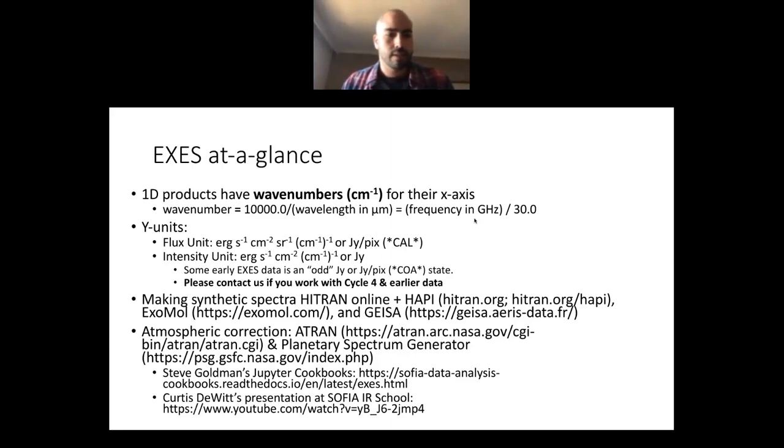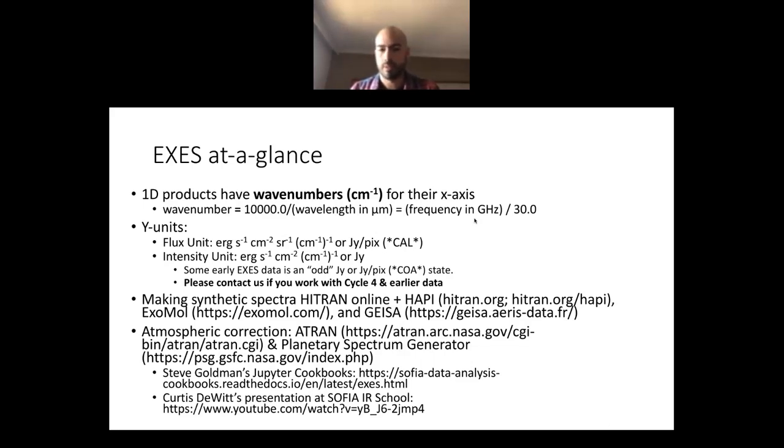Y units: if you're plotting your data, if you're grabbing a 2D product, and I'll have some slides coming up, I just wanted to make sure I got some important information at the beginning. If you happen to just want to be in the background grabbing stuff, feel free to do that. Our EXES units are either this complicated mouthful of ergs per second per centimeter squared per steradian per inverse centimeter, or, in the new version of the pipeline, we have better handling on how to convert things from that to Janskys.